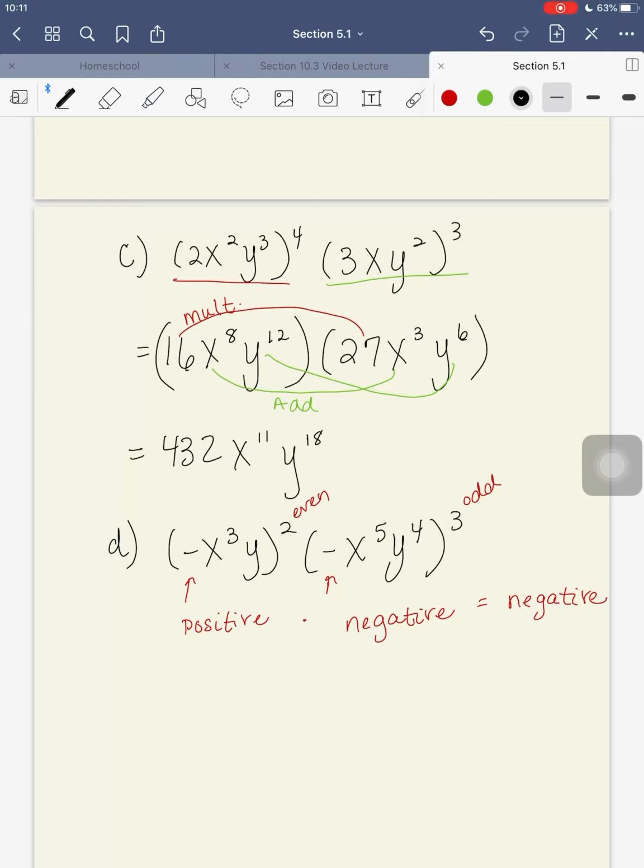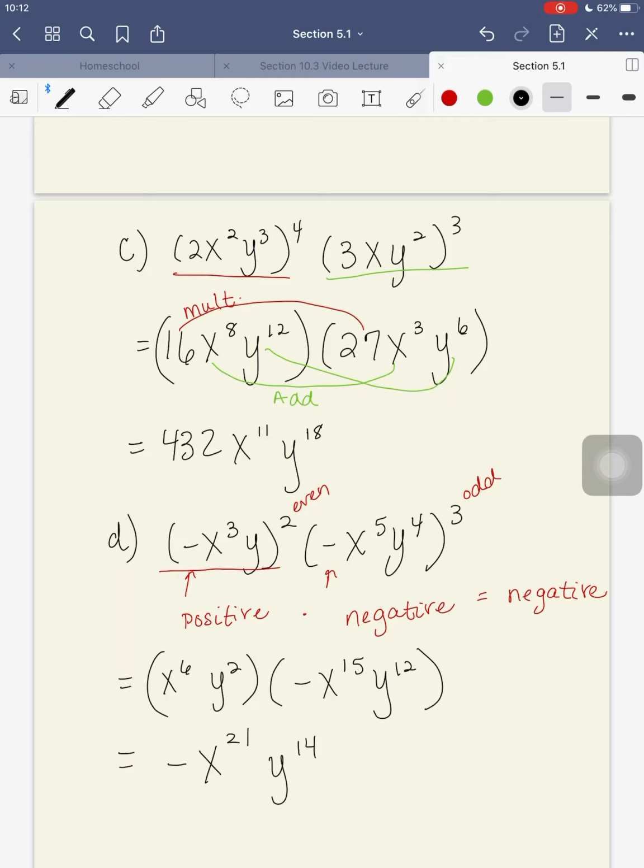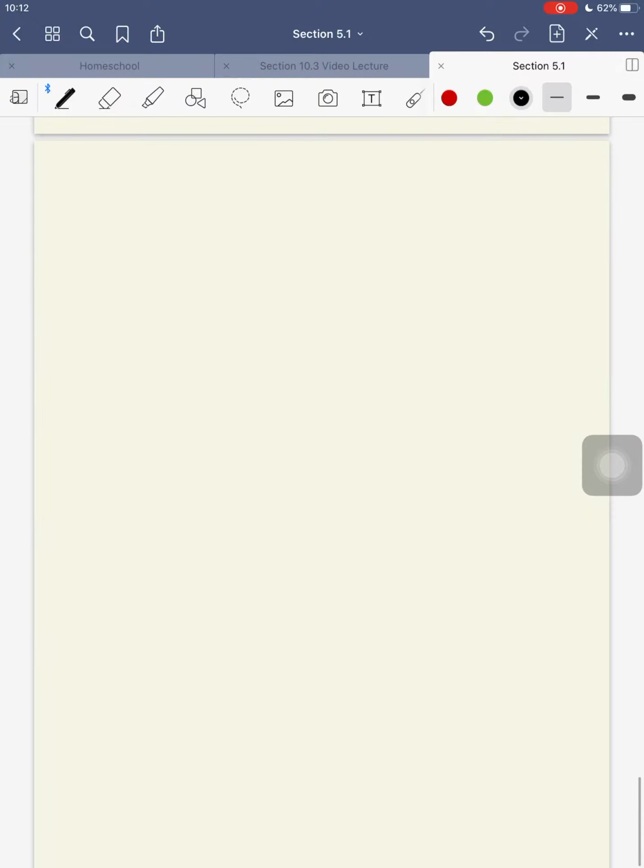All right, so let's evaluate this part first. That'll be a positive x to the 6 y squared. And this one will be a negative x to the 15th y to the 12th. And we said the answer is negative, and you add the exponents, so x to the 21st and y to the 14th. All right, and then I think example 9 is the last example.